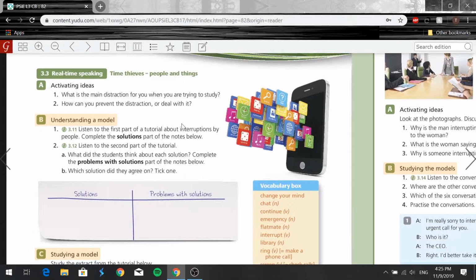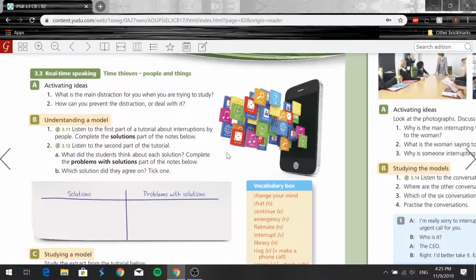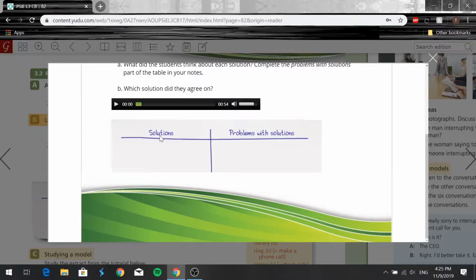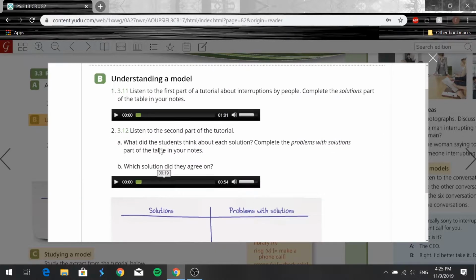Now let's go to exercise B, understanding a model. So it looks like we're going to be listening to some audio here. We're going to be listening to a tutorial, first part to be exact, about interruptions by people, okay? And we're going to have to complete the solutions part of the table in your notes after listening to the first part of the tutorial. So get ready, you guys. Here we go. Track 3.11.